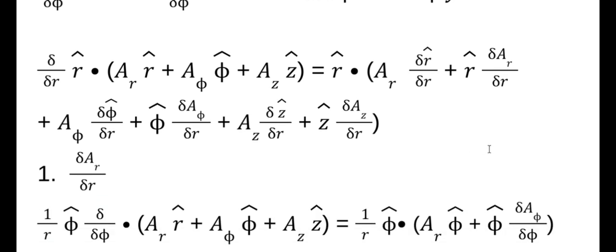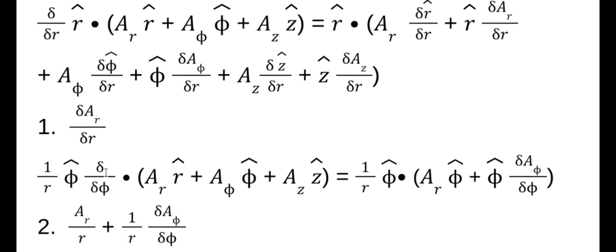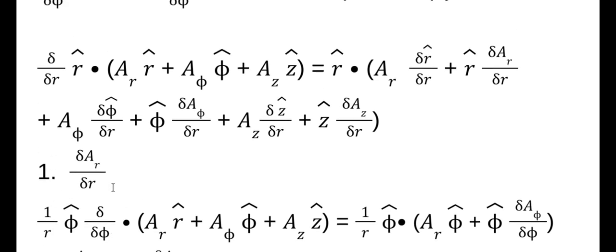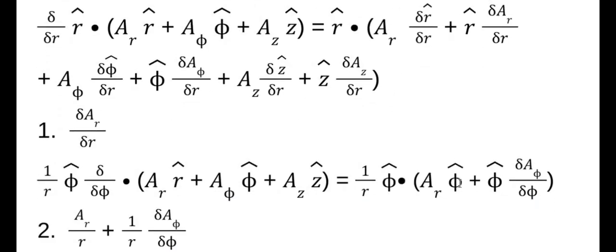Okay, let's take the next piece, which is this. So I pulled out 1 over r phi hat here, dot. Now think about this. The first times derivative of the second, which is the partial of r hat with respect to phi, is 0. And then the second times the derivative of the first is r hat with respect to phi, which is this one. So it's phi hat. So we put that in.